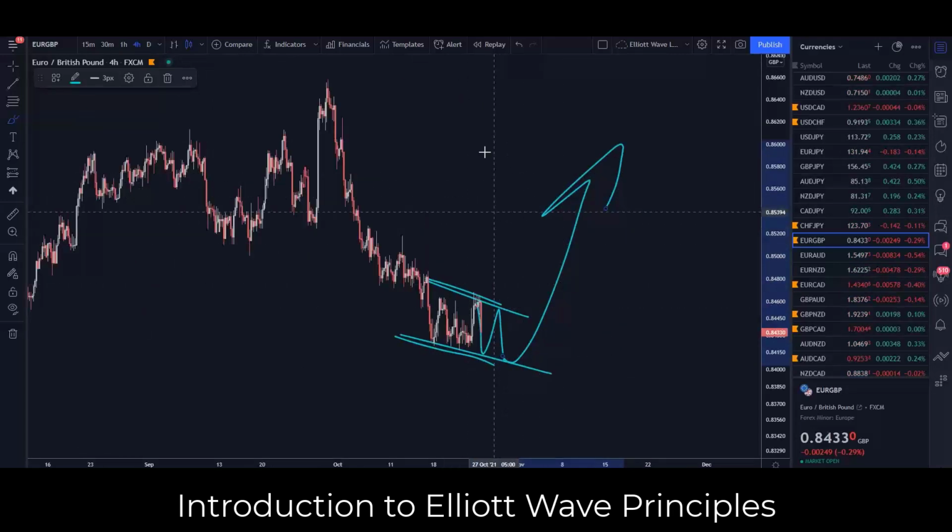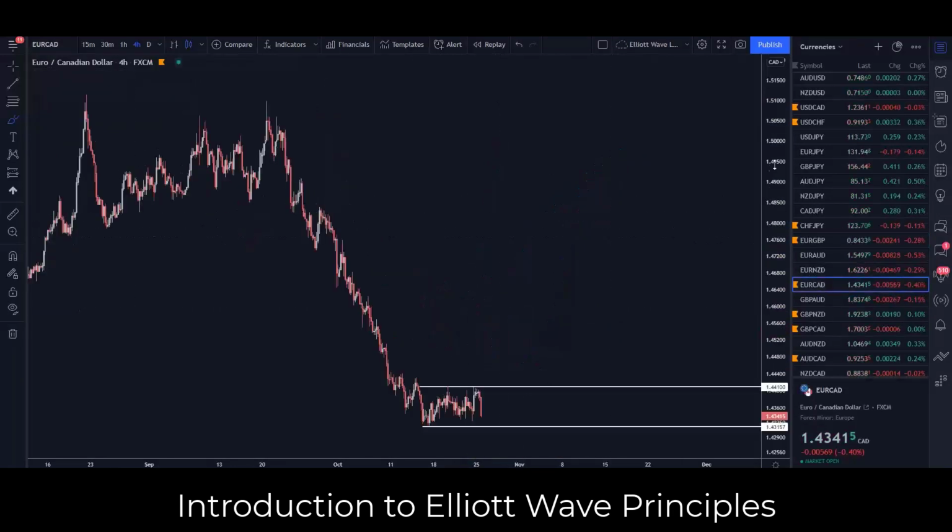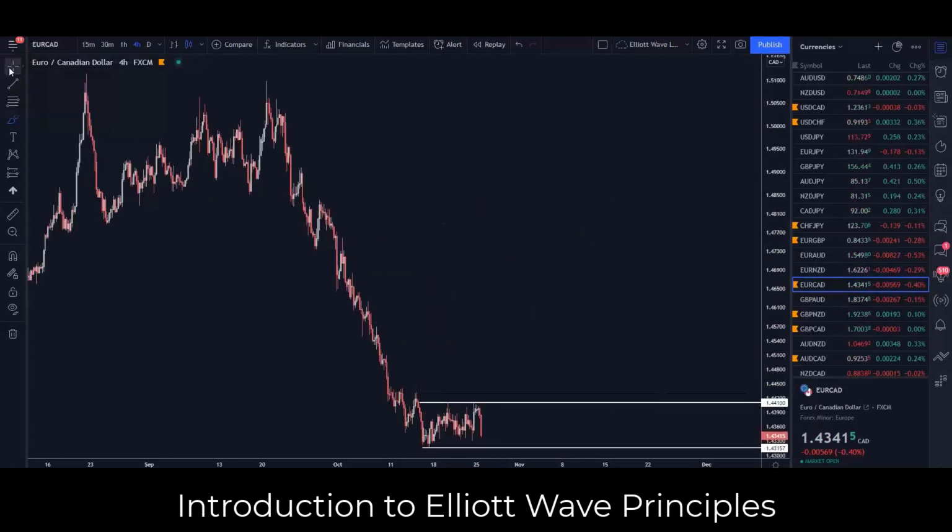You realize I don't need a lot of things, right? Where am I focusing on the chart? The right hand side of it, the most recent price, and that's all I really need. Okay, Euro CAD. So this is also very clear.